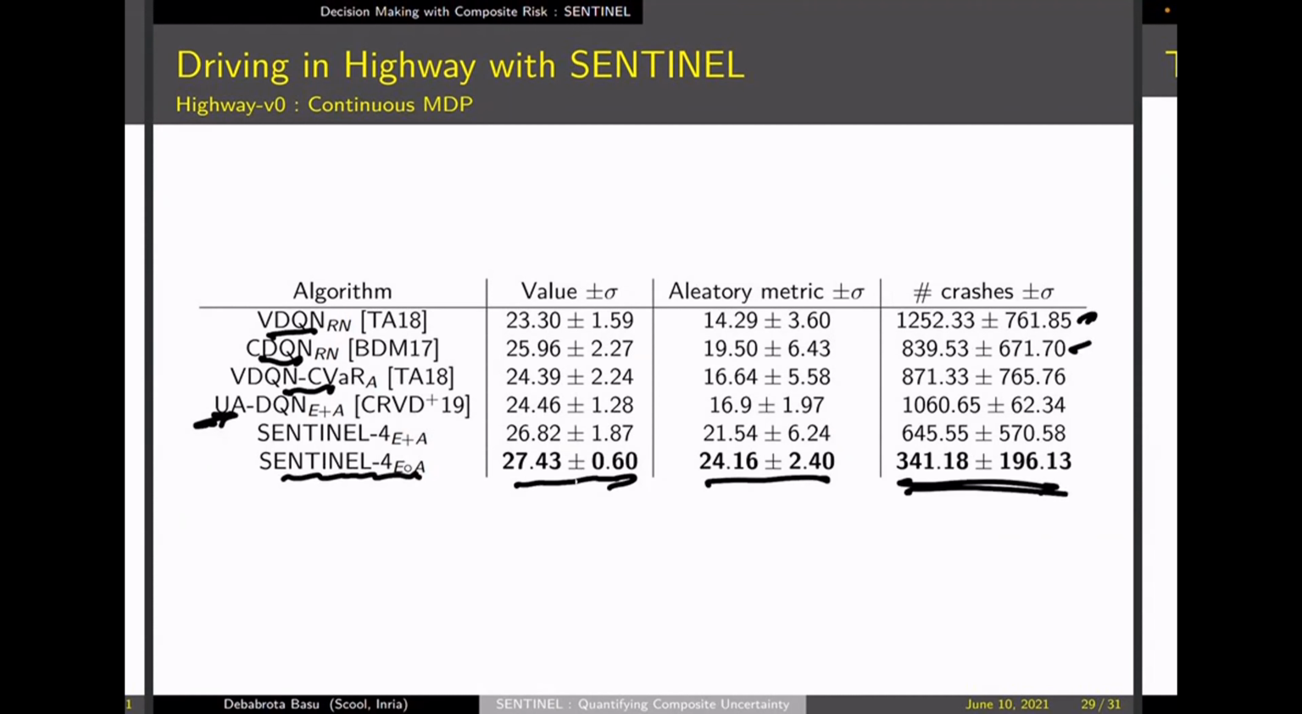And for the last one, that is our competitor, UADQN, which has almost 1060 crashes, we have almost 341. So we decrease the number of crashes almost 3 times, which is, I think, pretty good. 3 times fewer crashes is fine.